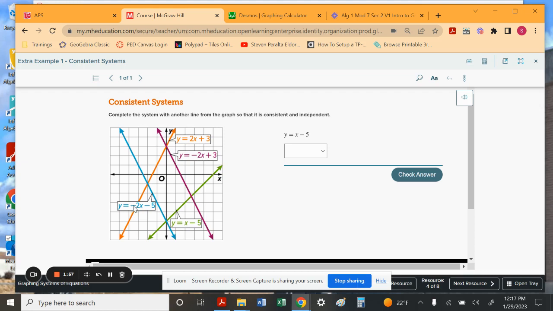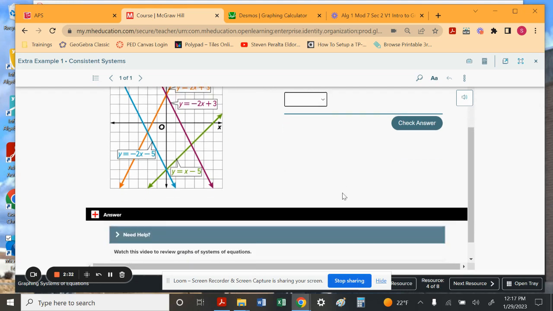This line right here, y equals negative 2x minus 5, crosses one time. So that means this equation and this equation are consistent and independent. And then, are there any more? Well, you'll notice this one keeps going, and because it's not parallel, eventually somewhere, maybe way down here, they are going to cross. So 2x plus 3 and x minus 5 are. So any one of these, except for x minus 5, because it's the same equation, would give you the right answer.